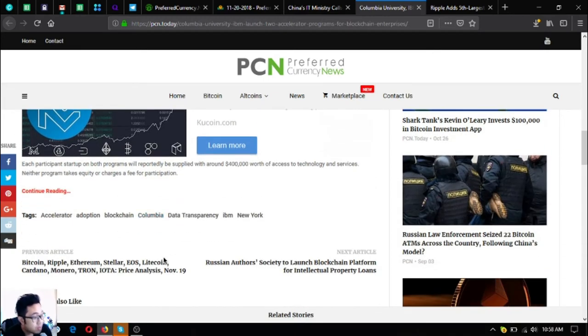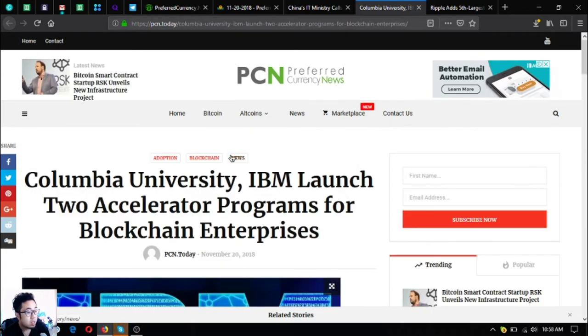Each participant startup on both programs will eventually be supplied with around $400,000 worth of access to technology and services. Neither program takes equity or charges a fee for participation. Okay, so that is the second main news update.